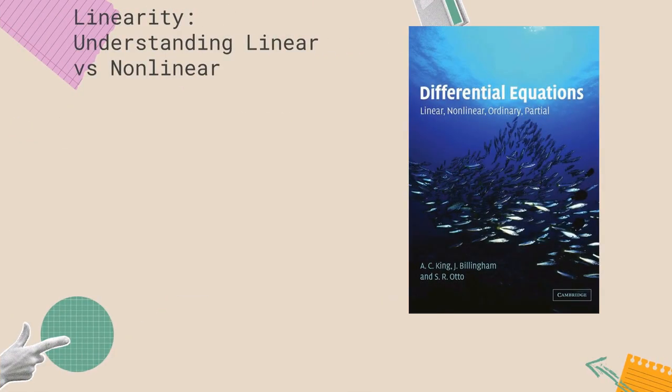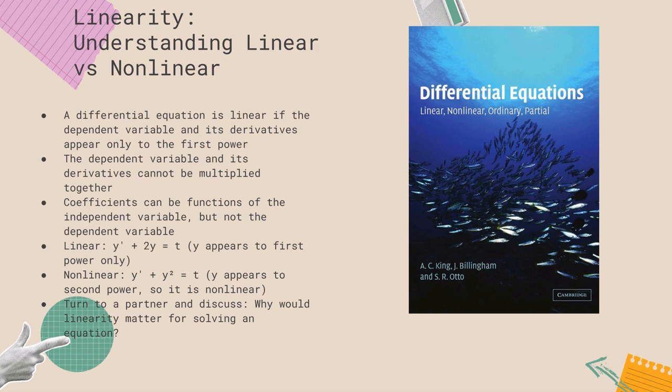Linearity is another key classification. A differential equation is linear if the dependent variable and its derivatives appear only to the first power and are not multiplied together. Linear equations are much simpler to solve than nonlinear ones. An equation is nonlinear if the dependent variable appears to a power other than 1.